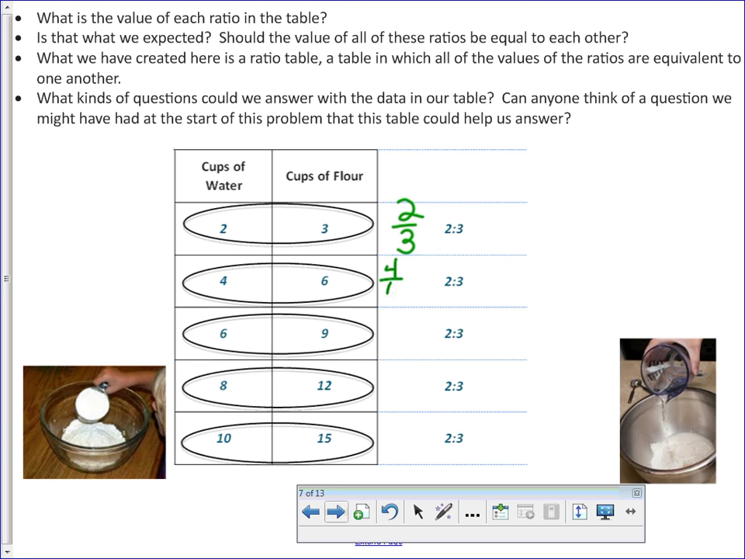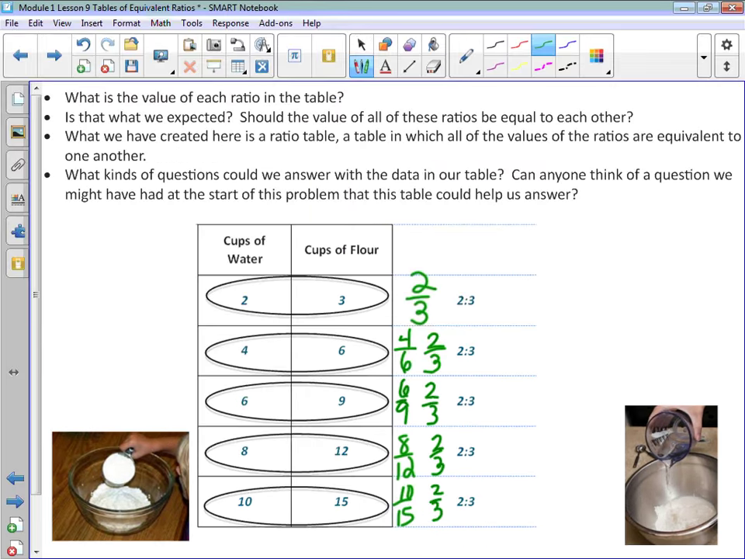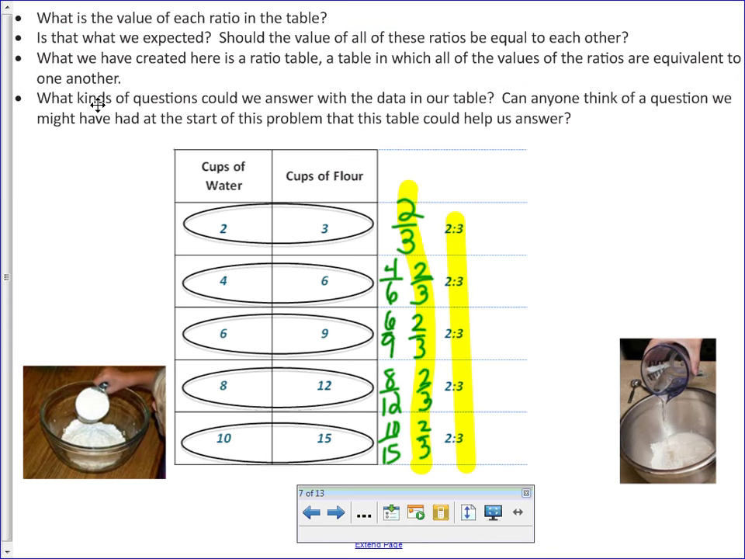The value of 4 to 6 is 2/3. The value of 6/9 is 2/3. The value of 8/12 is 2/3. The value of 10/15 is 2/3. So now I could see that they all have the same value. They're all equivalent ratios. So I was able to use my table to find equivalent ratios.